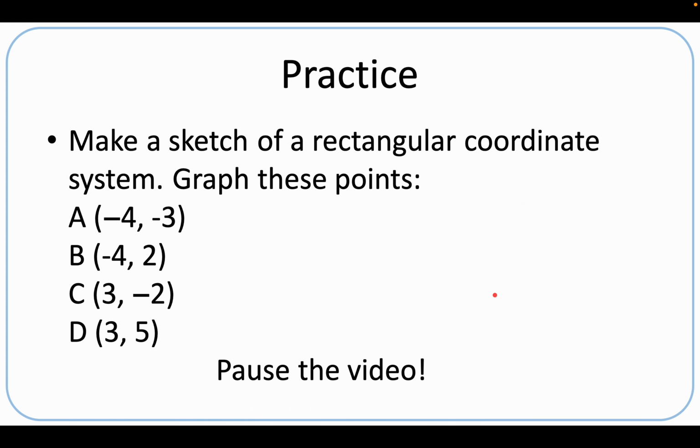All right, here are your practice problems to go ahead and try on your own. I want you to make a sketch of a rectangular coordinate system like we did earlier, and then graph these 4 points all on the same coordinate grid. And you want to label them. You can label them A, B, C, D, and then press start when you're ready to check your answers.